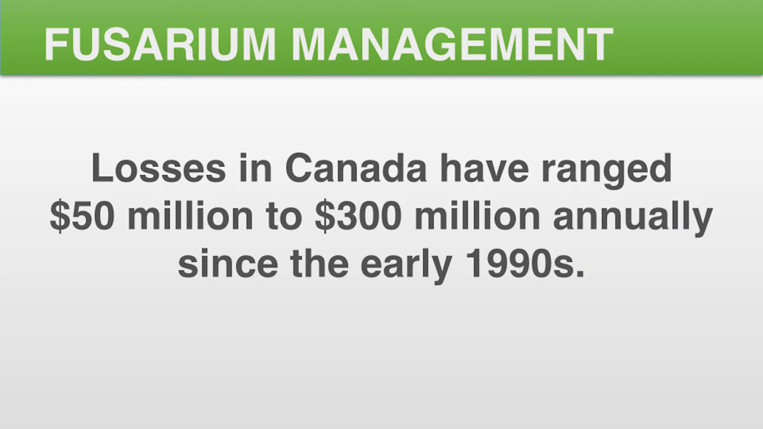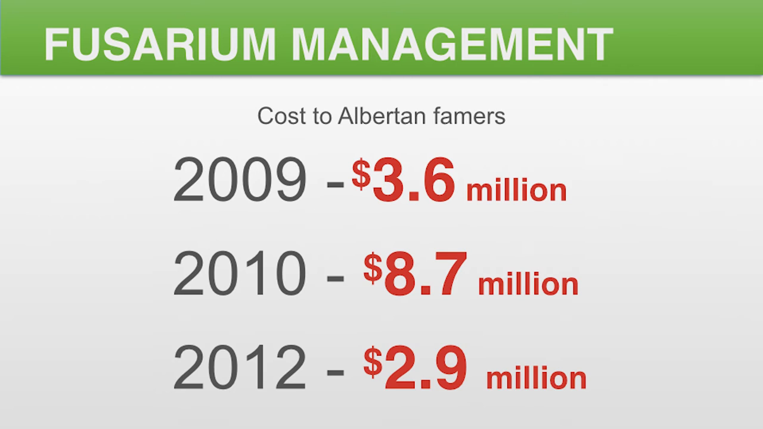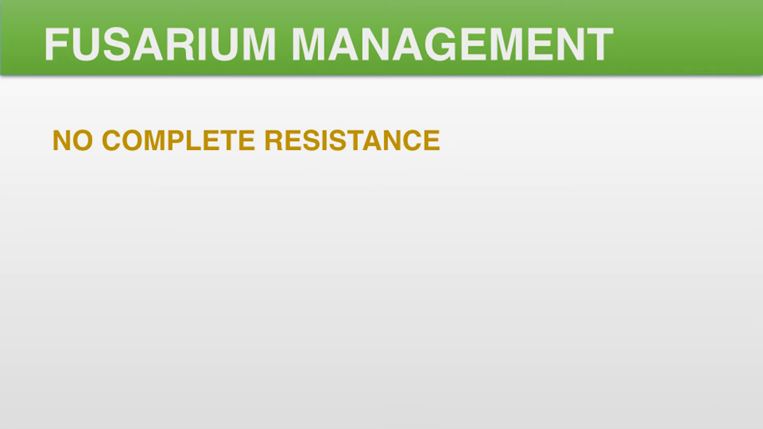As previously mentioned, losses in Canada have ranged from 50 million to 300 million annually since the 90s, and the estimated cost to Alberta farmers in 2009 was $3.6 million, and in 2010, $8.7 million. In 2012, the estimated loss was $2.9 million. One of the reasons that we want to prevent Fusarium from spreading is that once it becomes established or commonly found in an area, it's very difficult to control.